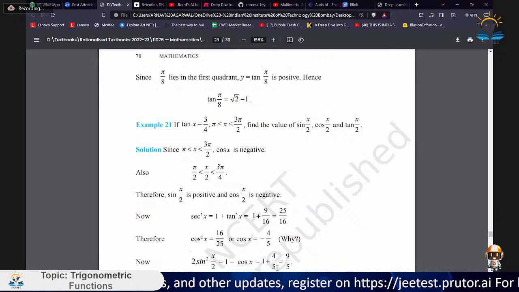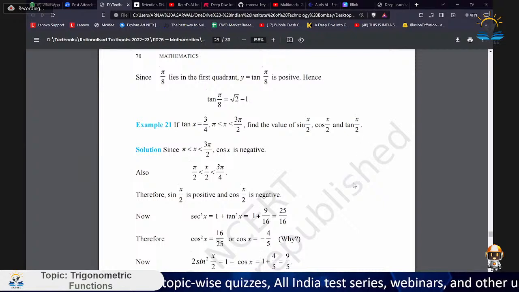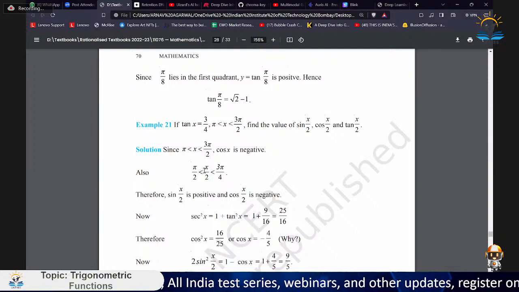Let's start finding them. Since we know x lies in the third quadrant, we know that x by 2 lies between pi by 2 and 3 pi by 4. Why did we find the domain of x by 2? Because we are concerned with sin x by 2, cos x by 2, tan x by 2. Since x by 2 lies in the second quadrant, we can say sin x by 2 is positive, because sin is positive in the second quadrant. Similarly, we can say cos x by 2 is negative.